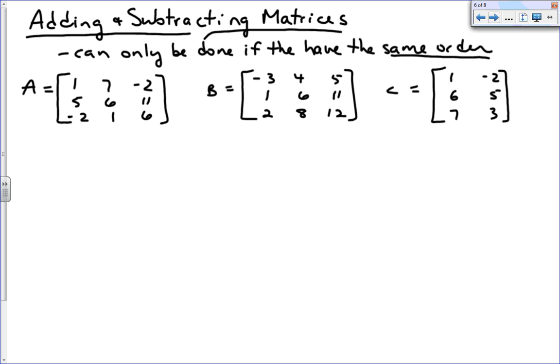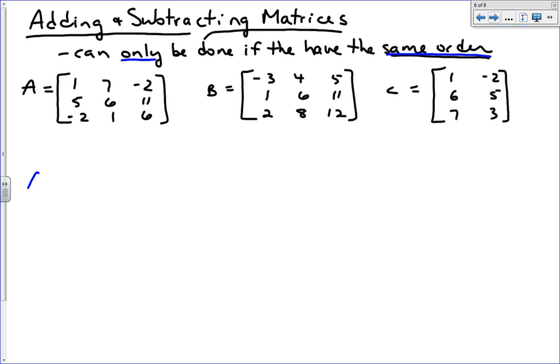Matrices can be added and subtracted, but again, this can only be done if they are of the same order. Okay, so the size, the dimensions have to be exactly the same. So for instance, I have here matrix A, which is a 3 by 3 matrix. B is a 3 by 3 matrix. C is a 3 by 2 matrix because there are only 2 columns.